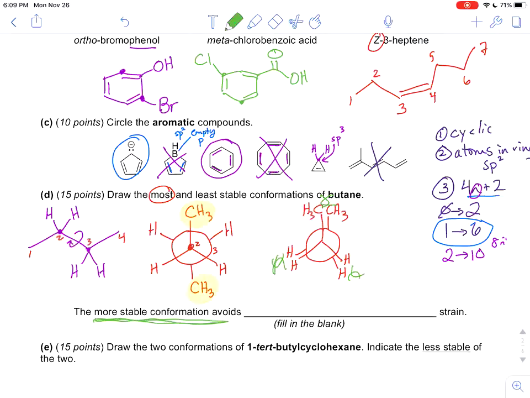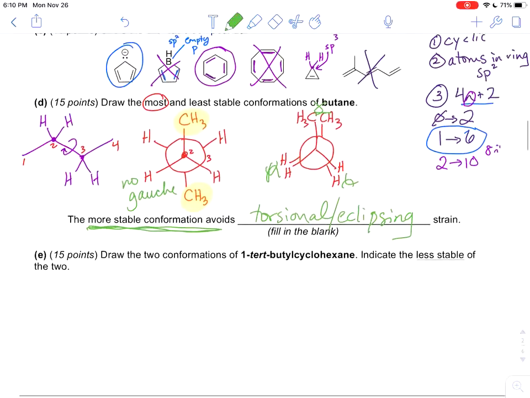We would be looking for gauche interactions, which would be specific to a staggered conformation. If, say, the methyl group is right here, there would be gauche interactions there, but they don't occur with a hydrogen. But really the big thing that we're avoiding for the more stable conformation are any eclipsing interactions, or the proper term would be torsional strain, though eclipsing is pretty much just as good. All right, and that's what's happening with the conformations of butane.